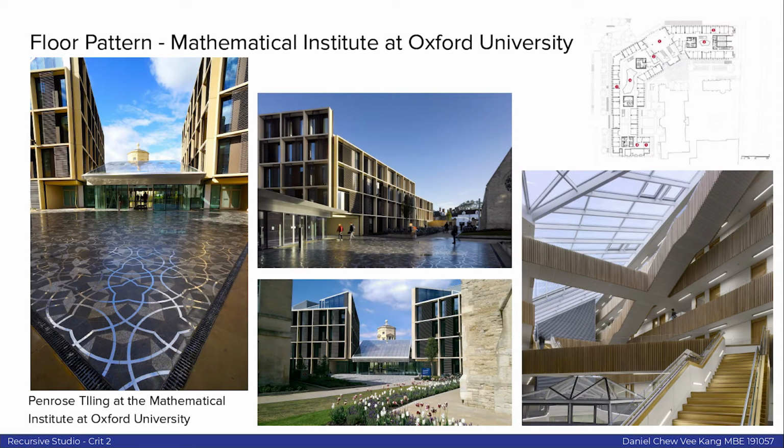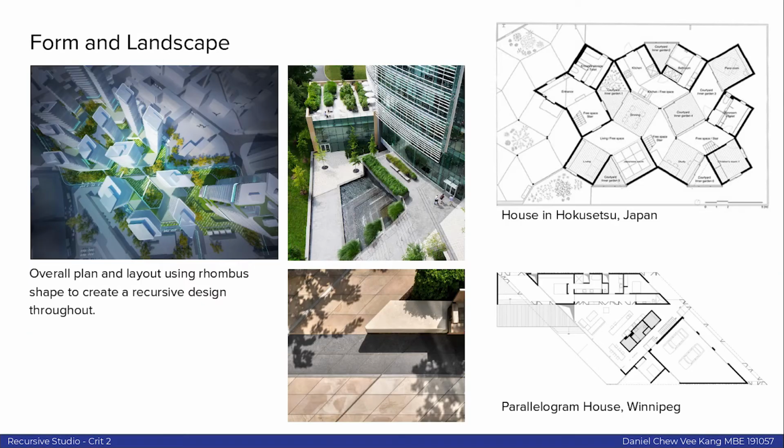Next, I would like to apply the Penrose pattern on the floor as tiles, just like the ones at Mathematical Institute of Oxford University. Lastly, I would like to experiment on the form and landscape, where the overall plan and layout uses rhombus shapes to create a recursive design throughout.